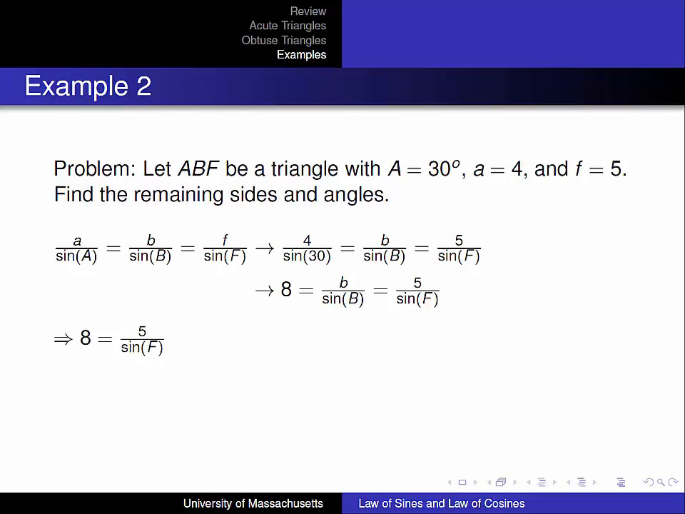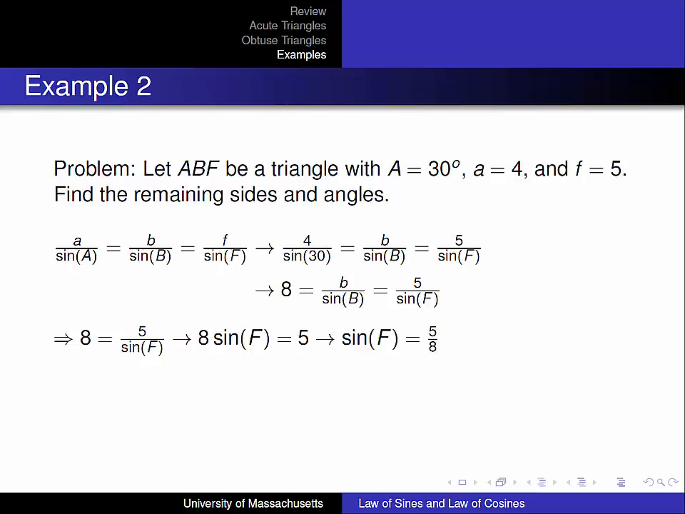Now, taking the equation 8 equals 5 over sine f, we can solve for f. First, multiplying both sides of the equation by sine f, we get that 8 sine f equals 5. Then by dividing both sides of the equation by 8, we get that sine f equals 5/8. Now remember that sine is not a one-to-one function, which means that there can be multiple values of f that get mapped to 5/8.